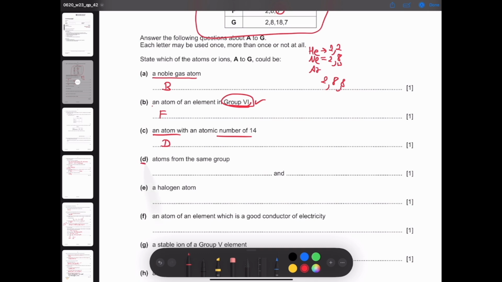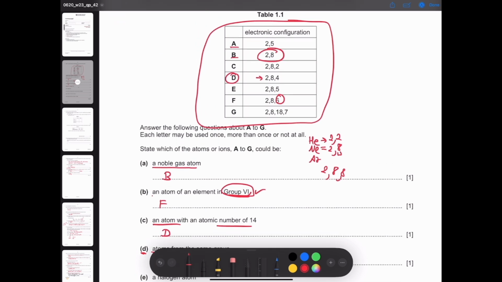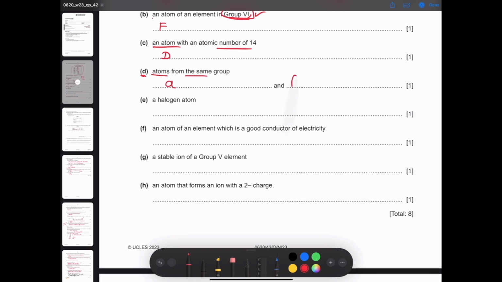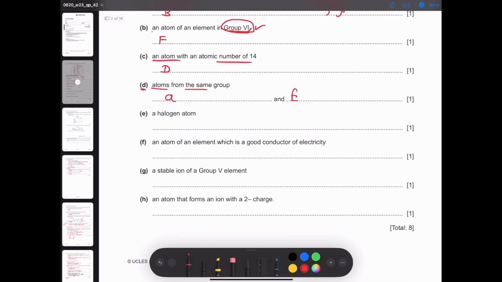Now, in part D, you have to figure out atoms from the same group. Now, just think about it. If the atoms are from the same group, they must have the same number of valence electrons, right? So, we have to pick the two with the same number of valence electrons. This is 5 here and this is 5 valence electrons here. So the answer should be A and E. A has the electronic configuration 2, 5. E has the electronic configuration 2, 8, 5. So they have the same valence electrons.